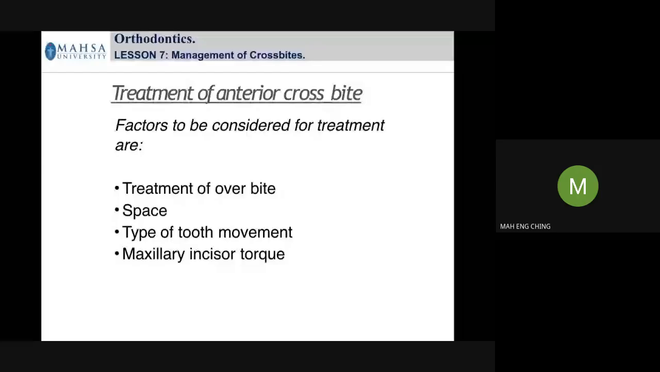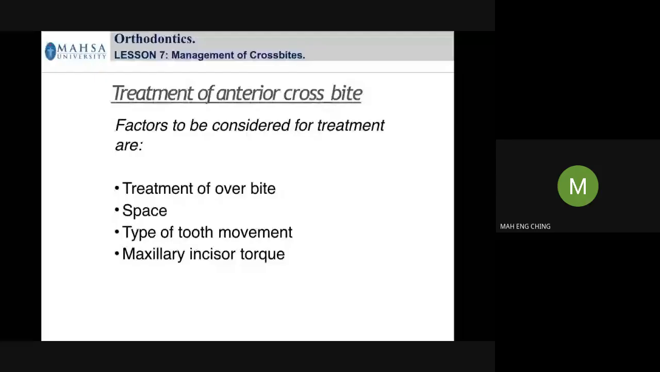Then the type of tooth movement. Are you going to move the teeth buccolingually using tipping movement or bodily movement, or sometimes even rotations? It depends on what kind of movement you need, and you select a different appliance to do it. Then maxillary incisor torque. I think for this one we go back to basics. Tipping movement, we are talking about tipping the crown. Incisor torque, we are talking about the angulation or inclination of the root. The crown we define as tipping, the root we define as torque. We can look at some cases, then it's easier to explain this.